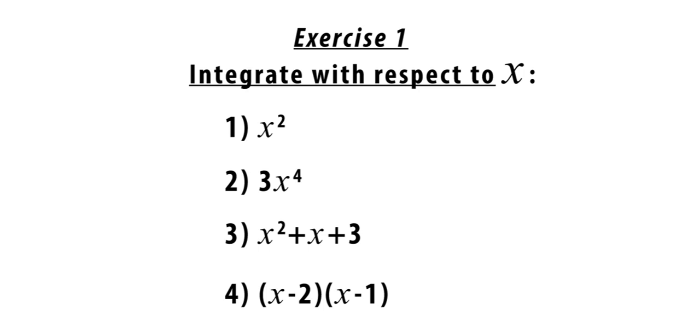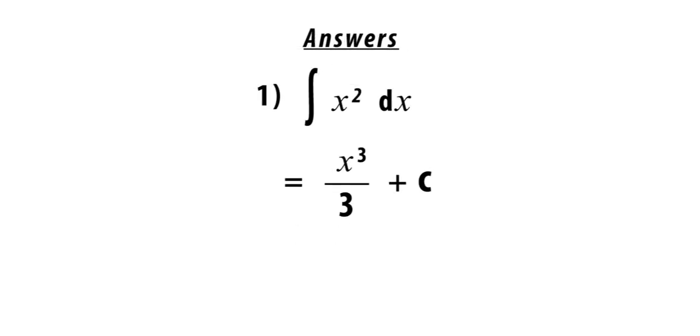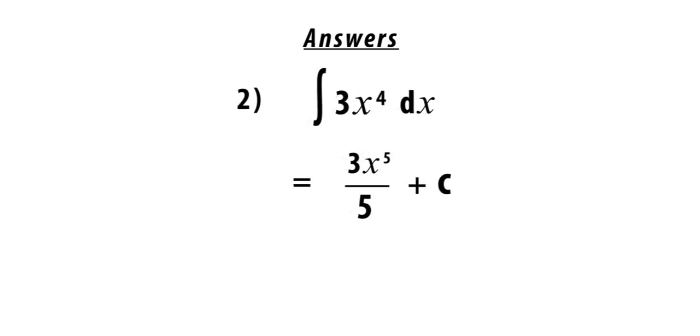If you did that well using the rule, then here are the answers. 1. The integral of x squared dx is equal to x cubed divided by 3 plus c, where c is a constant of integration. I hope you remembered to bring your c. 2. The integral of 3x to the exponent 4 dx is equal to 3x to the exponent 5 divided by 5 plus c.